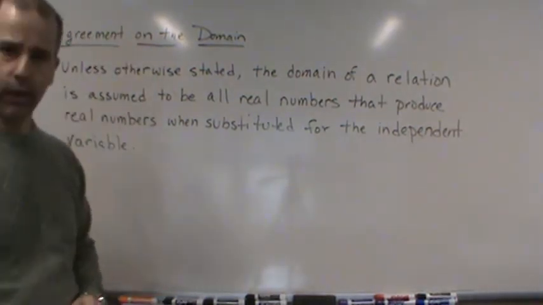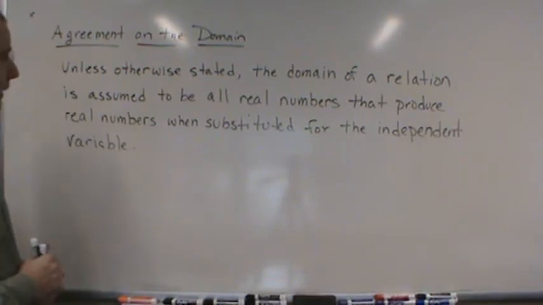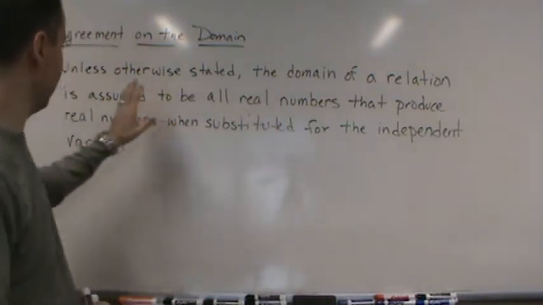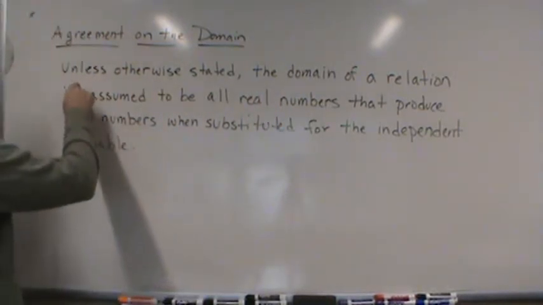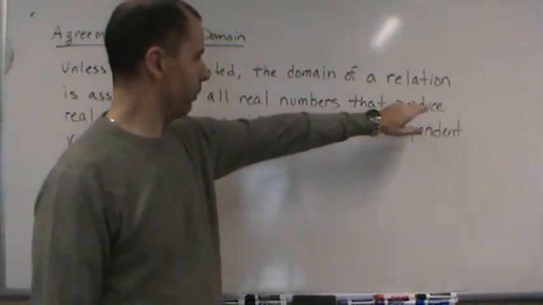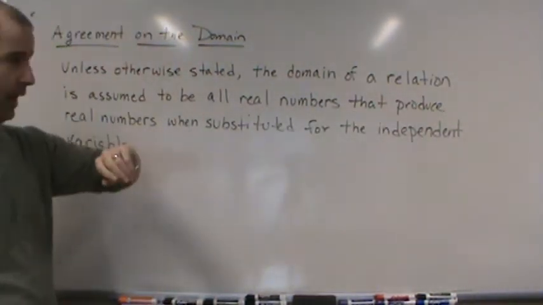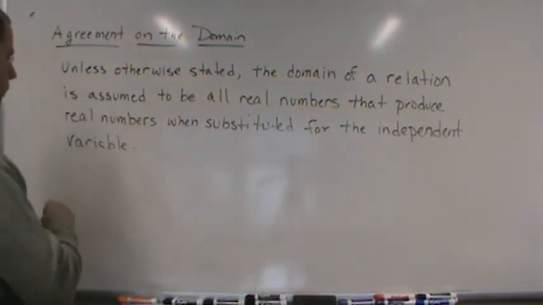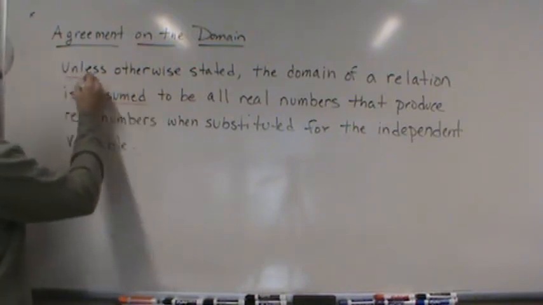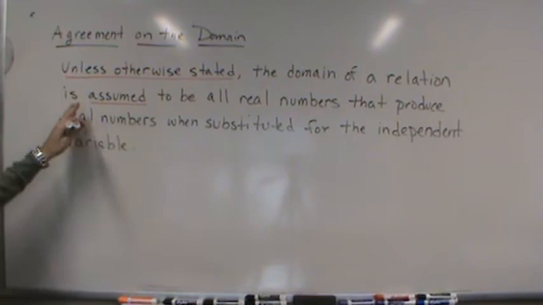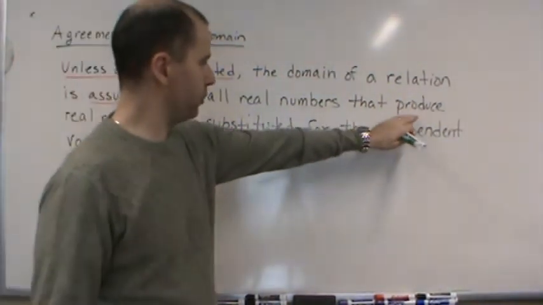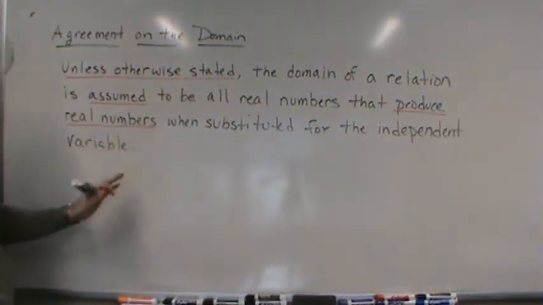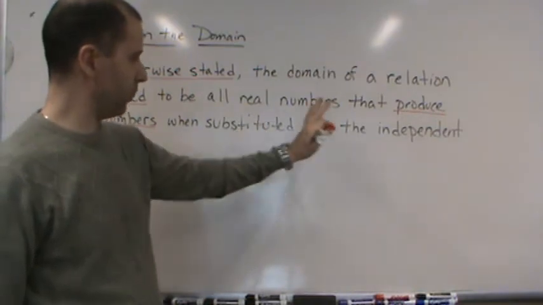So again, another short video, just to realize that when we're talking about the domain and the range, it is agreed, in general, that unless otherwise stated, the domain of a relation, again, it could be a function or not, but of a relation, is assumed to be all real numbers that produce real numbers when you substitute in for the independent variable.